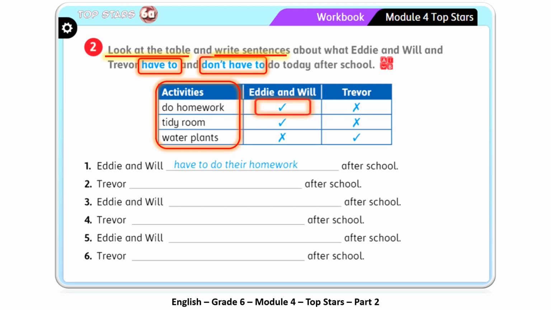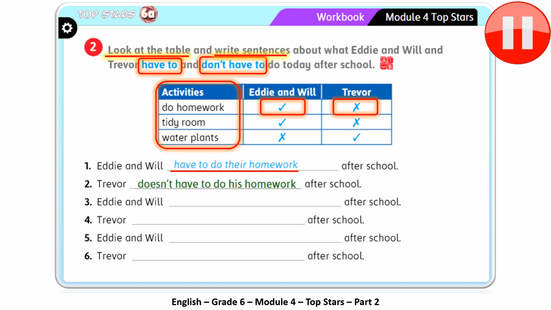So let's start with this tick. The tick means have to. So Eddie and Will have to. Number 1, Eddie and Will have to do the homework after school. And if we go to this X or cross, that means don't have to or doesn't have to. This is for Trevor about doing homework. So the sentence will be, Trevor doesn't have to do his homework after school. Now, it's time to pause the video to write the remaining sentences.